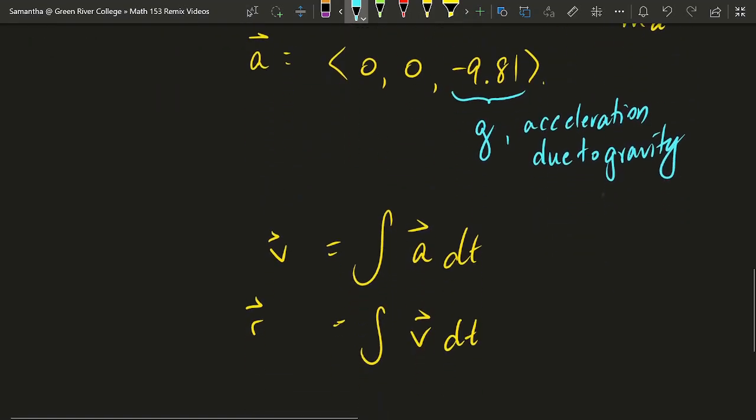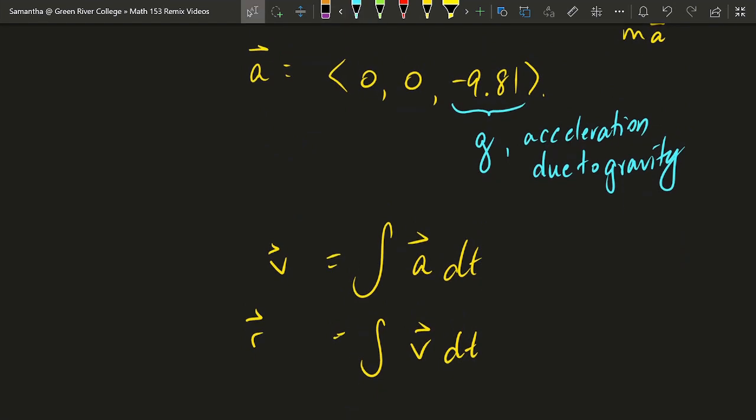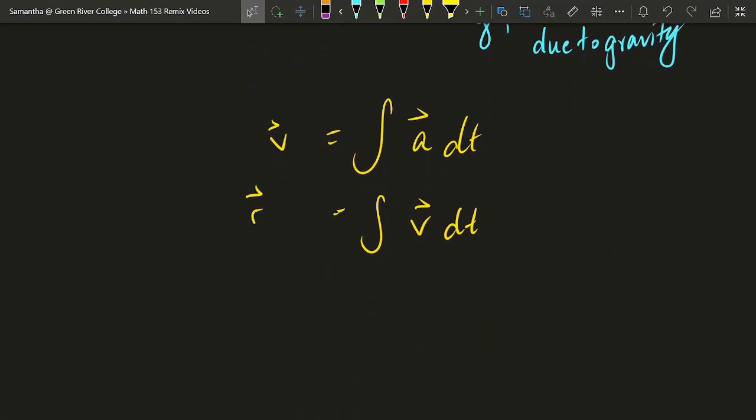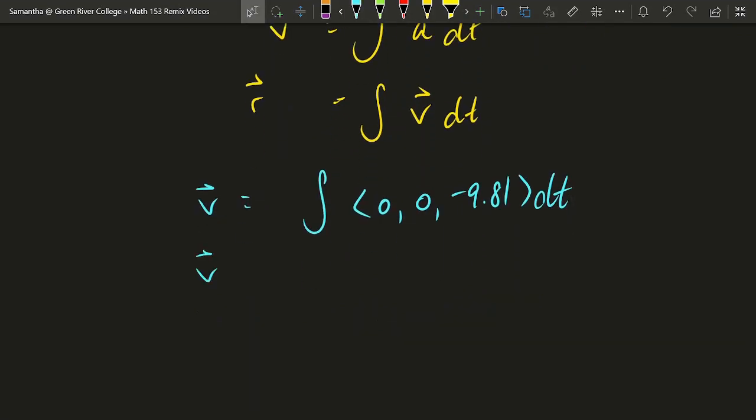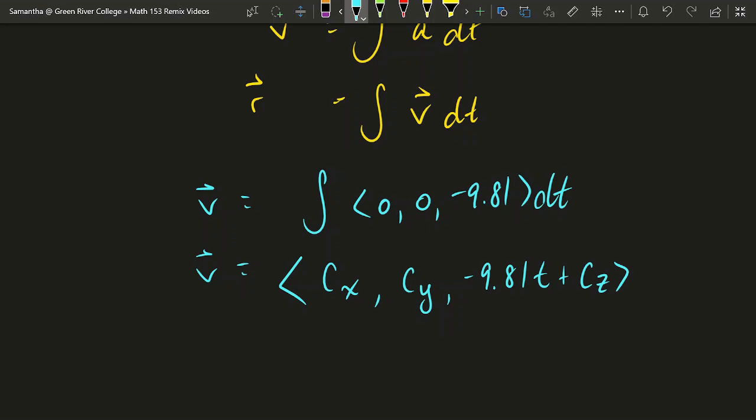So now that we found the acceleration vector, all that we need to do to finish this problem is to integrate that quantity twice to get the position. First, if I integrate, the integral of this 0 will become some constant in the x component, the integral of this second 0 will become some other constant, and the integral of this negative 9.81 will become negative 9.81t plus some constant in the z component.